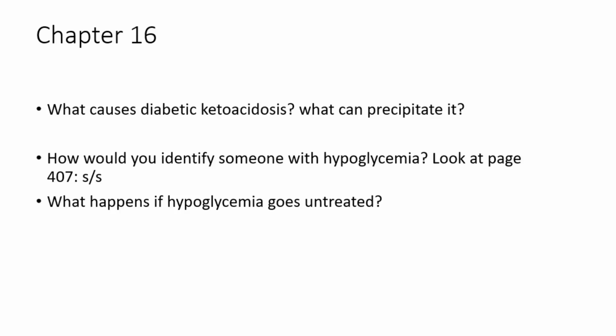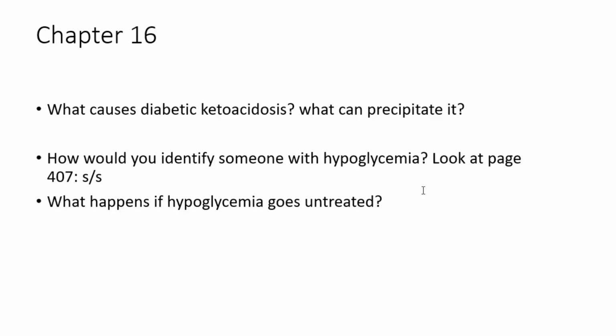What can precipitate it? Ketoacidosis, we call it DKA. Infection. Infection in the body produces hormones like adrenaline and cortisol, and that further counters the effects of the insulin that we're giving them. They just cannot maintain a normal blood glucose level when there's an infection.